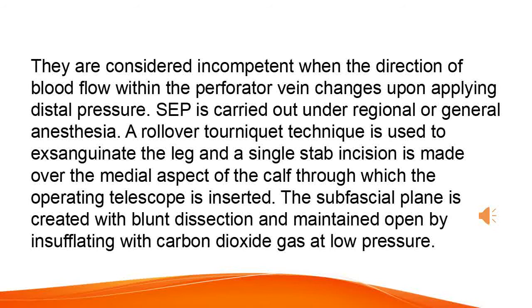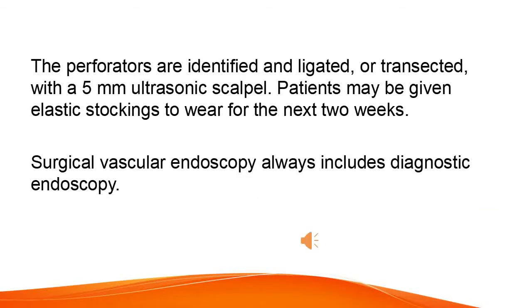They are considered incompetent when the direction of blood flow within the perforator vein changes upon applying distal pressure. SEPS is carried out under regional or general anesthesia. A rollover tourniquet technique is used to exsanguinate the leg and a single stab incision is made over the medial aspect of the calf through which the operating telescope is inserted. The subfascial plane is created with blunt dissection and maintained open by insufflating with carbon dioxide gas at low pressure. The perforators are identified and ligated, or transected, with a 5 mm ultrasonic scalpel.